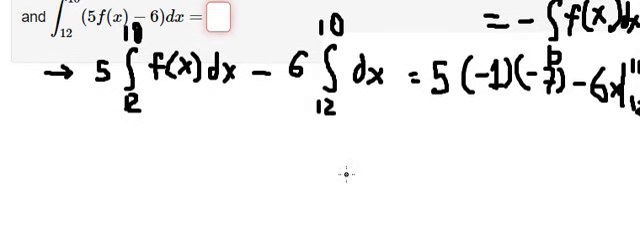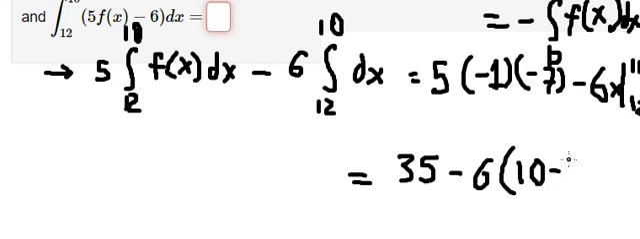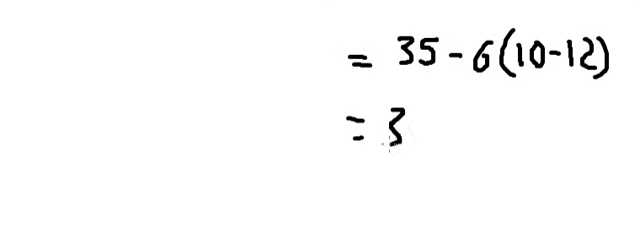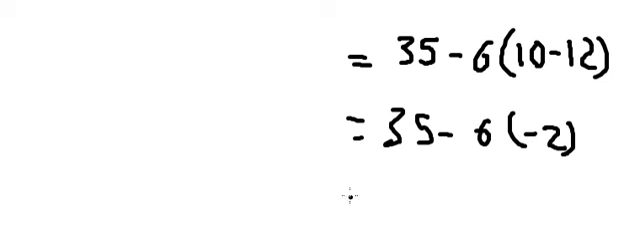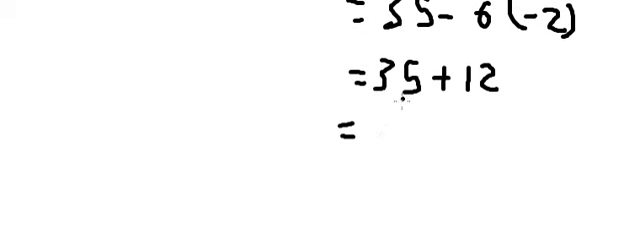So we calculate like this. This one we have positive number 7. Number 5 multiplied by positive number 7, we have 35. This one we have 10 minus number 12. We calculate this one and we have negative number 2. So this one we have 47.